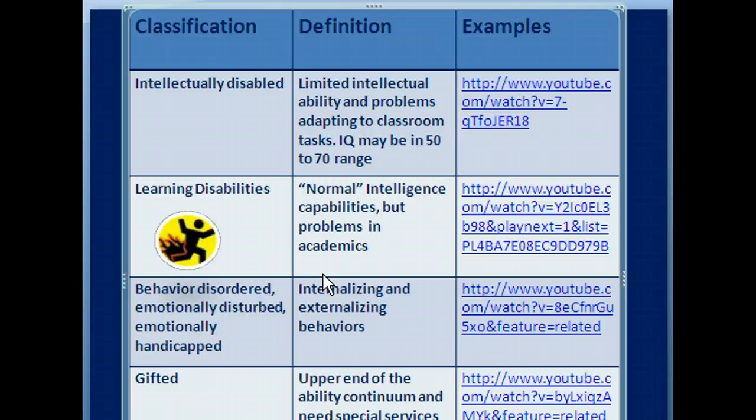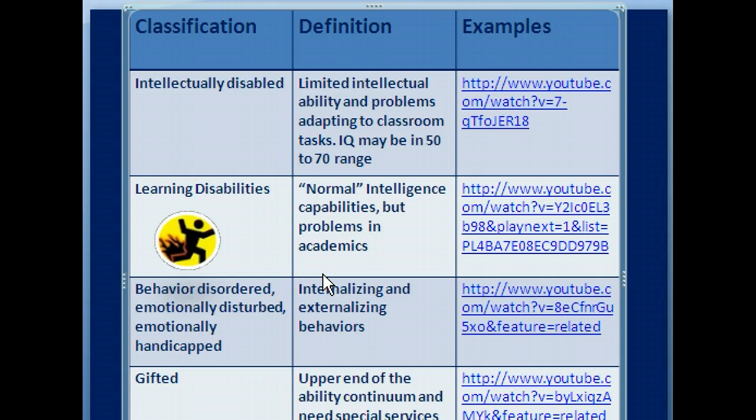If you look at this slide, you'll see at the top there are three categories. One is classification, one is definition, and one is examples. And there are several classifications for individuals or students that have disabilities. I've just selected 4 on the left-hand side.